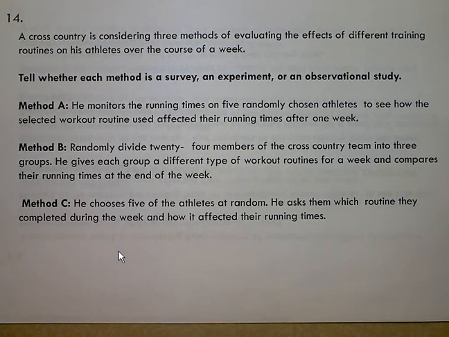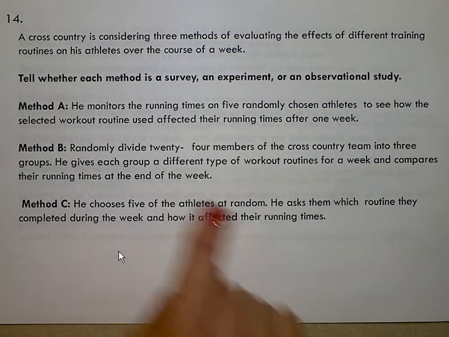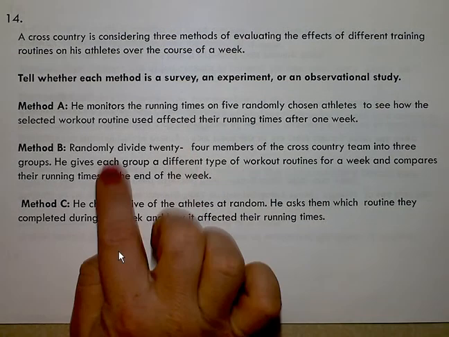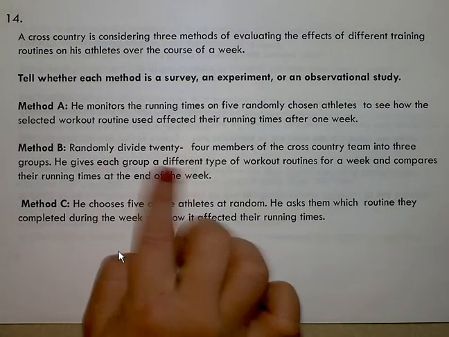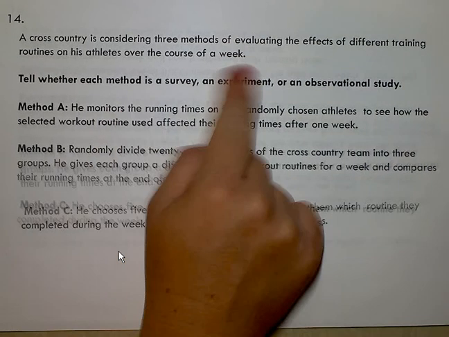So the last one, you're asking the person, getting personal feedback. This is going to be an example of a survey. Here you're dividing groups up. You have a controlled and non-controlled group. This is an example of an experiment. And here you're just monitoring, you're watching. This is an observational study.